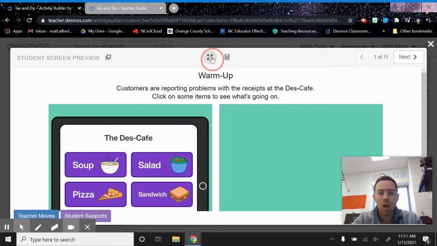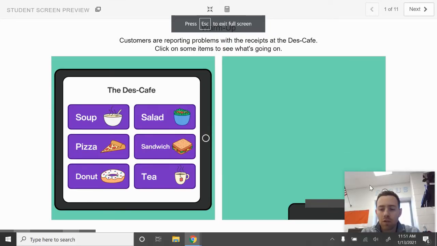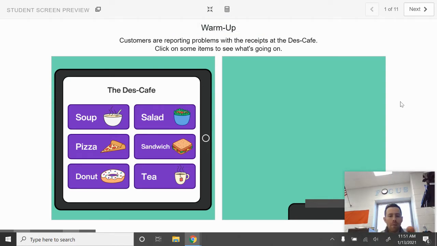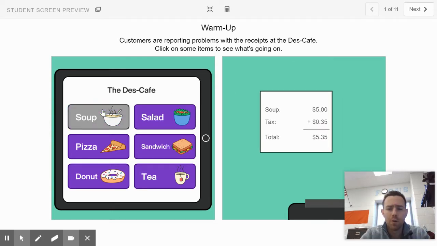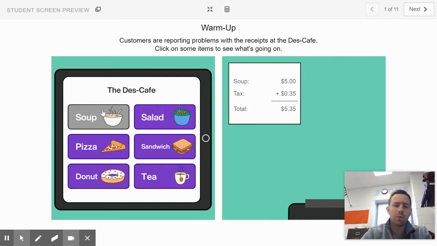Your teacher will have assigned this lesson to you. This lesson is called tax and tip, like I said. Here's the warm-up. There's this place called the Des Cafe. There's some customers that are reporting problems with the receipts. Your job is to click on some items to see what's going on. For instance, clicking on soup brings up that receipt. That one looks pretty normal.